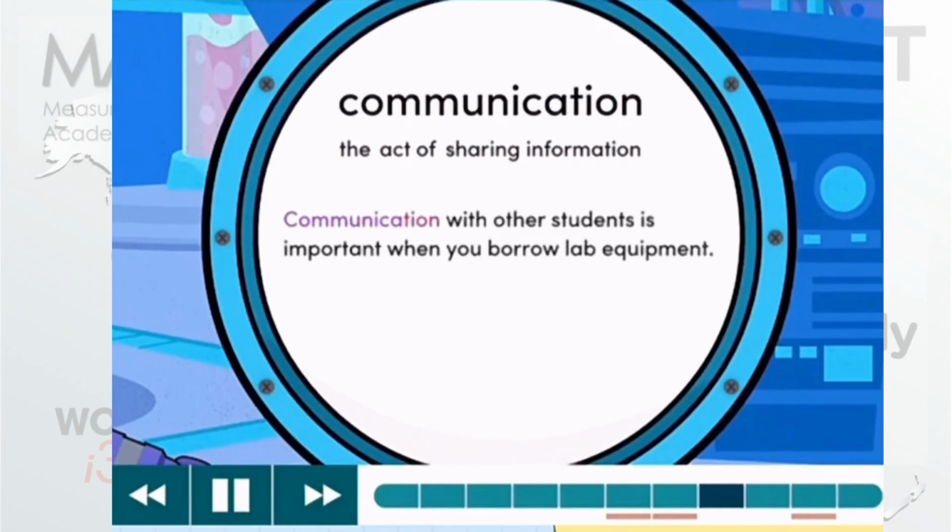The sentence says, communication with other students is important when you borrow lab equipment. If you borrow a piece of equipment from the lab, you need to share that information with others. That way they know where the equipment is. The meaning we came up with makes sense.